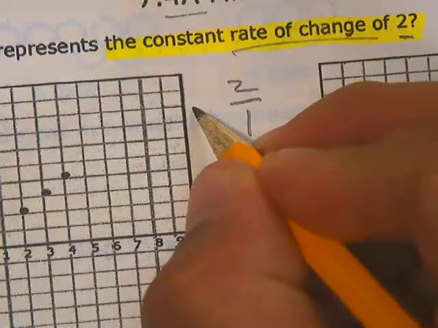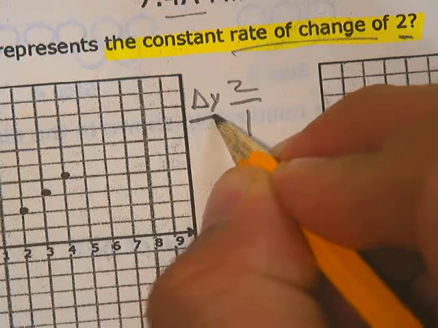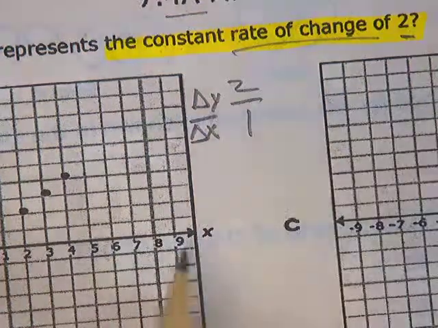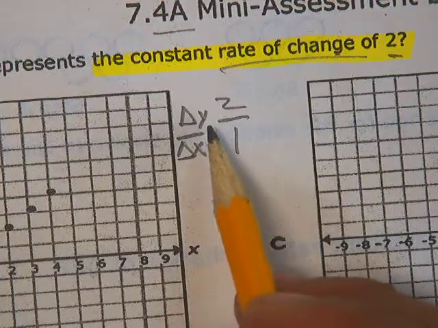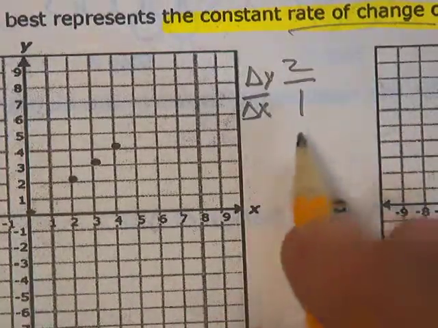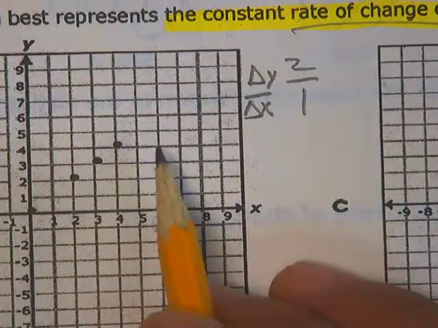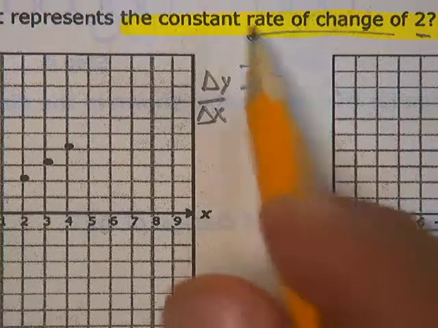Now, a constant rate of change means change in y over change in x. Okay. In other words, the rate of change is like in a graph. I know you haven't been introduced to it, but it's like the slope of a line. And so we'll be talking more about the slope. But all you have to do is think about the constant rate of change.